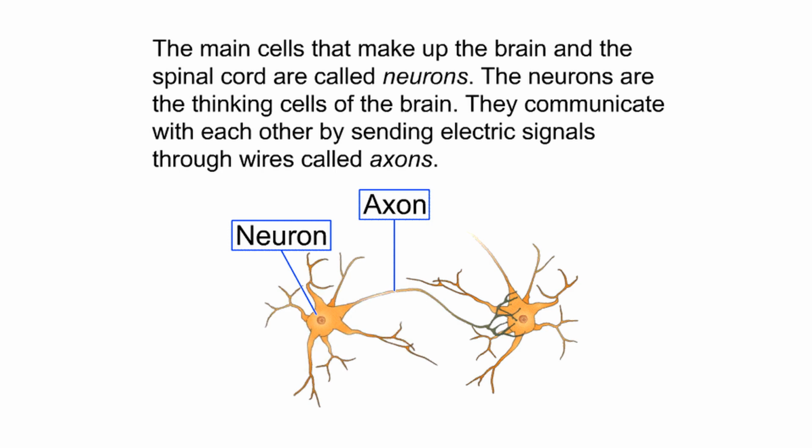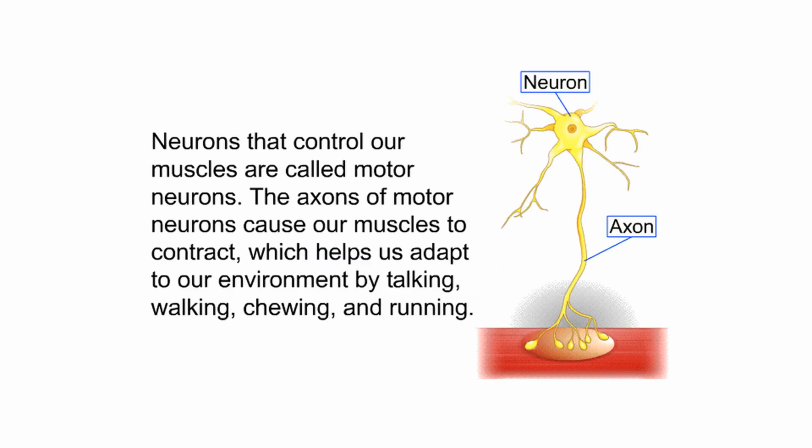The main cells that make up the brain and the spinal cord are called neurons. The neurons are the thinking cells of the brain. They communicate with each other by sending electric signals through wires called axons. Neurons that control our muscles are called motor neurons. The axons of motor neurons cause our muscles to contract, which helps us adapt to our environment by talking, walking, chewing, and running.